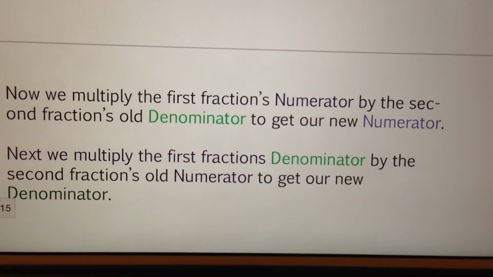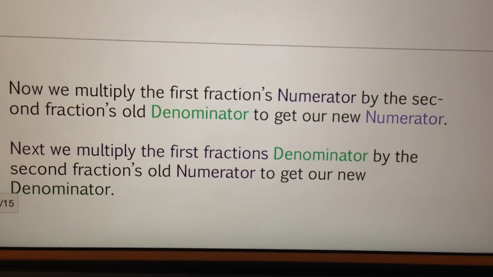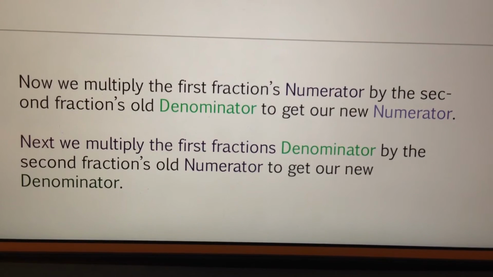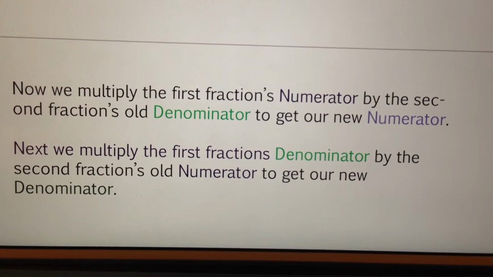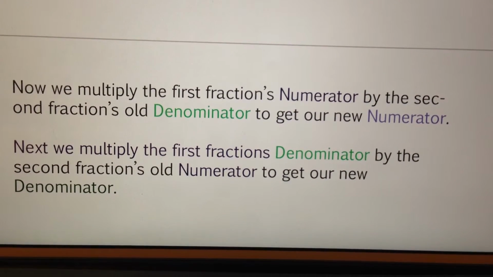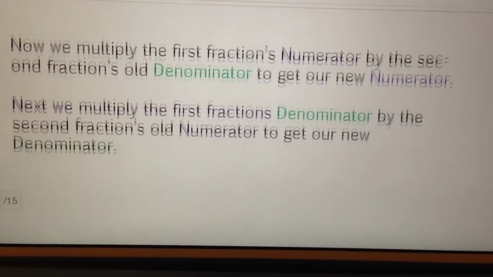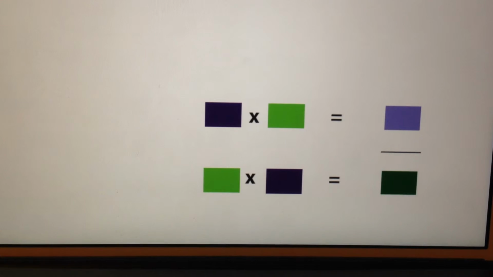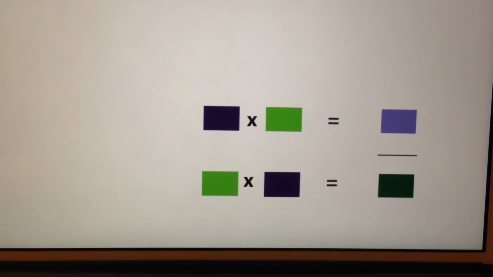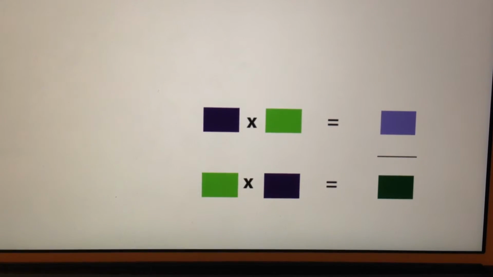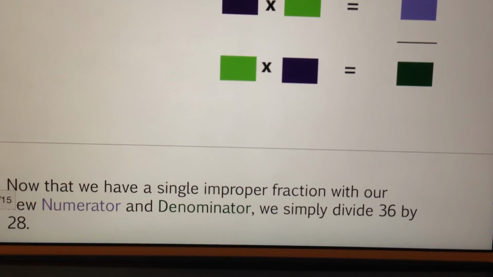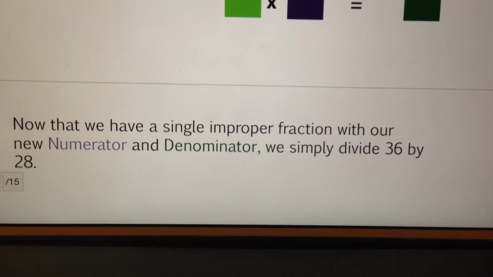So now we multiply the first fraction's numerator by the second fraction's old denominator to get our new numerator. Then we're going to multiply the first fraction's denominator by the second fraction's numerator to get our new denominator. So purple times green, we're going to get light purple. And then green times purple, and we're going to end up with our dark green, which will make a little bit more sense here in just a second.